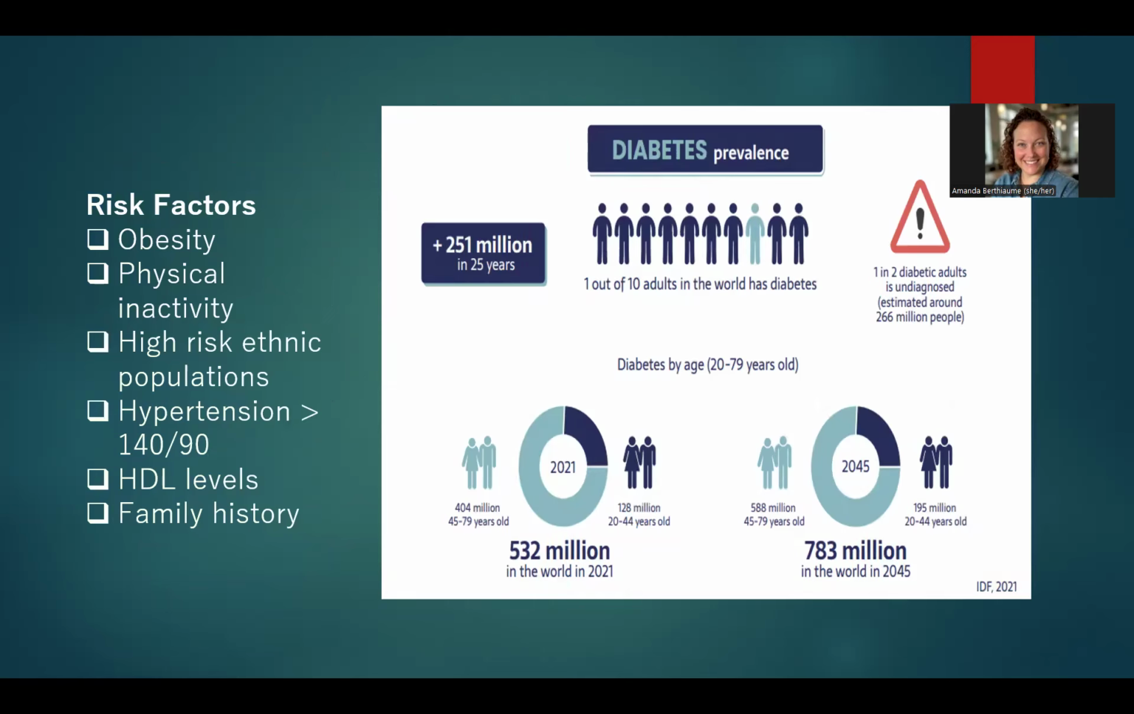There are a lot of risk factors for diabetes, right? So I already talked about obesity. There's physical inactivity. So somebody who is not mobile, they're higher risk. In certain ethnic populations, for folks that have blood pressure that's over 140 over 90, high cholesterol levels, and family history. So there's a lot of different factors.